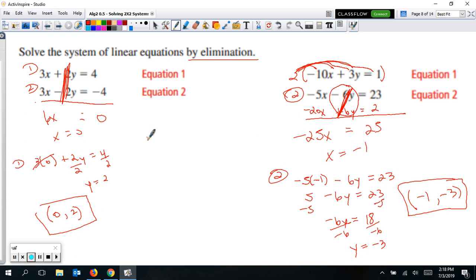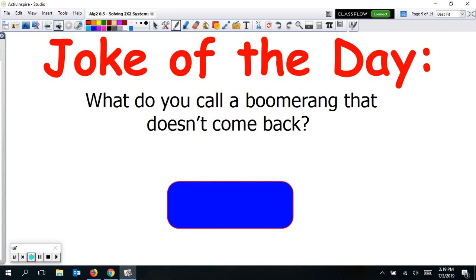But if you have one of the equations solved for one of the variables, then it's kind of set up for the substitution method. And you can go ahead and use that method if that's the case. Now there's one last part here, or actually 2 more parts I guess to this lesson. One where we get some special solutions, but before we do that, let's go ahead and do our joke of the day.